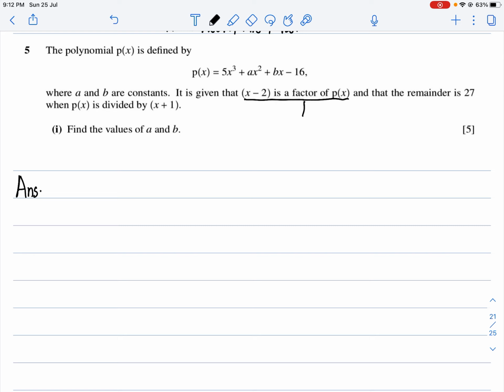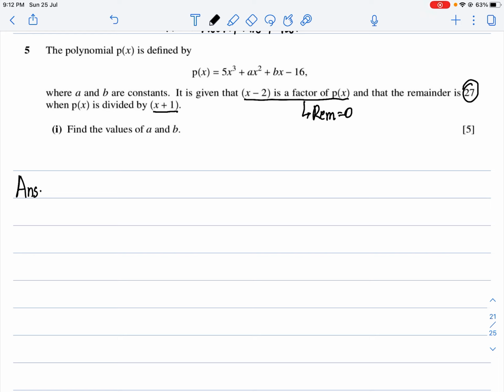That means the remainder here is equal to 0, correct? And the remainder is 27 when p of x is divided by x plus 1, correct? These are the two sets of information which you have. Now we need to find the values of a and b, correct? You have two variables. That means you'll get something like a simultaneous equation. This is how you need to think, correct? And you have two pieces of information also.